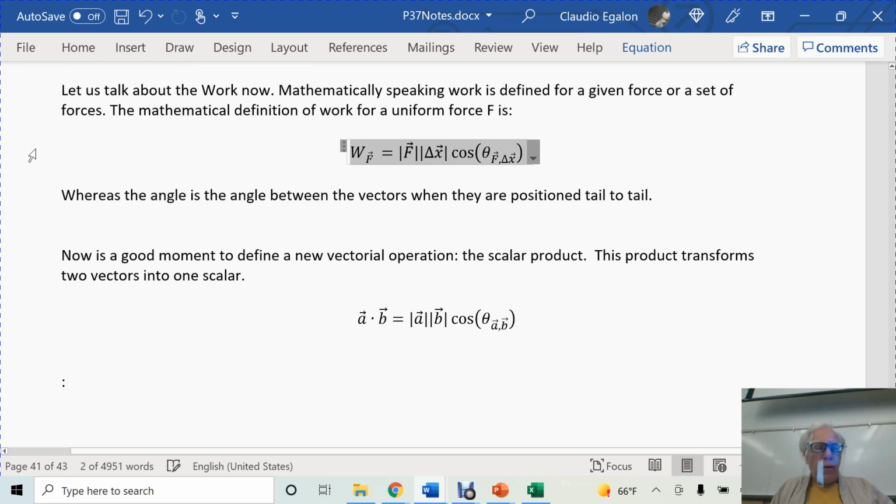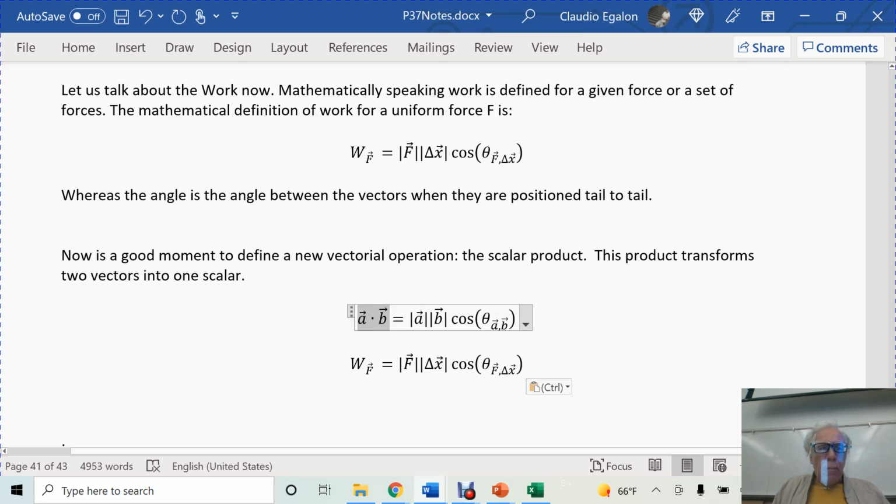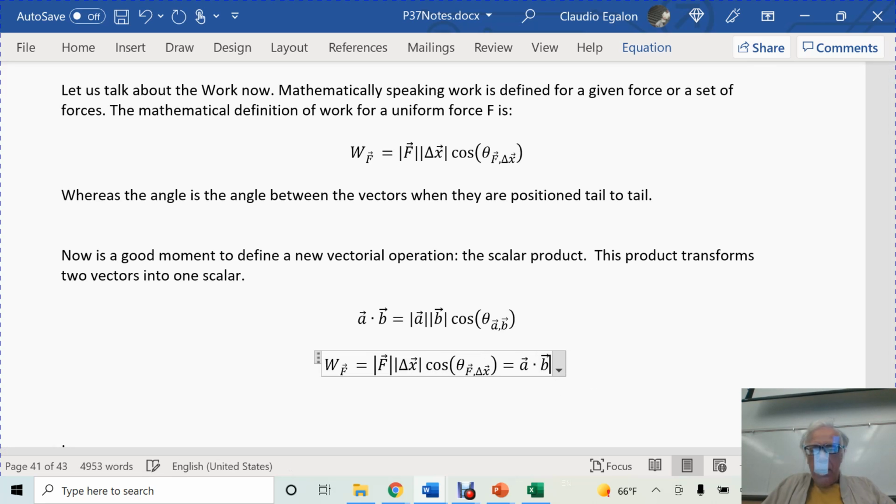From the definition of work, we can see that the work done by a given force is what? Is the scalar product between F and delta X.